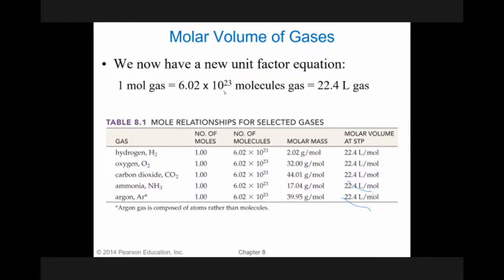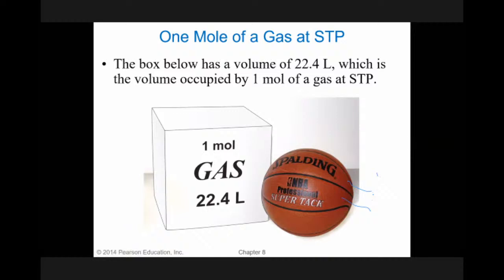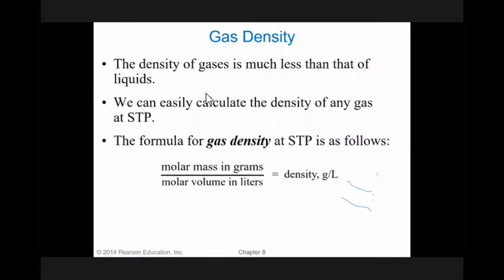Table 8.1. All right, so we see the box below has a volume of 22.4 liters, which is the volume occupied by 1 mole of a gas at STP. All right, at STP, 22.4 liters. Now, let's talk about density. We dealt with density before.